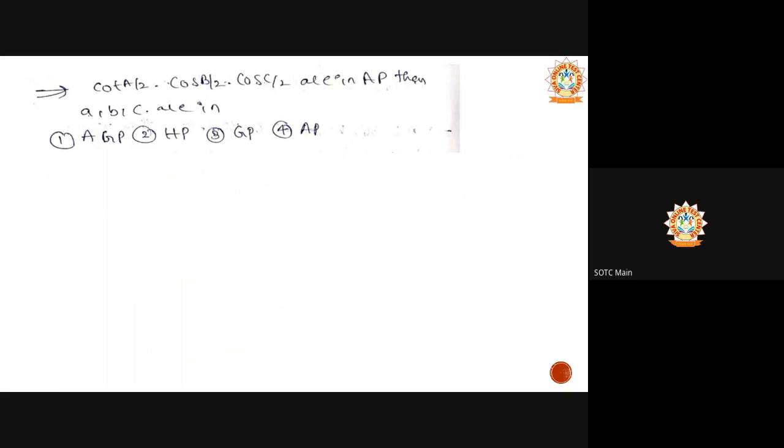Now let us see the next question. Cot A by 2, cot B by 2, cot C by 2 are in AP. Then a, b, c are in what? Simply substitute cot A by 2. What is cot A by 2? That is under root s into s minus a by delta.